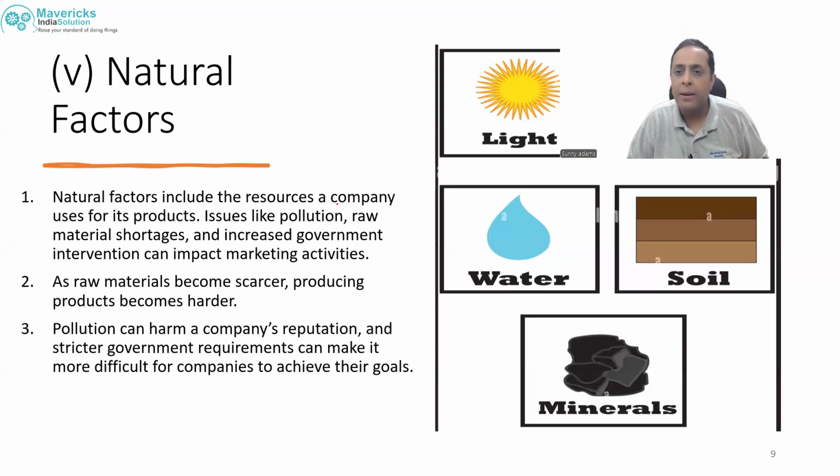Pollution can harm a company's reputation, and stricter government requirements can make it more difficult for companies to achieve their goals. और देखिए, अगर आप प्रोडक्शन कर रहे हैं, you are converting raw material to finished goods, you must be using machinery, electricity, and all other resources. तो but obvious है कि you might be producing pollutants which are affecting the environment.